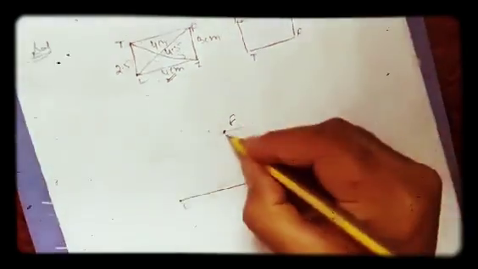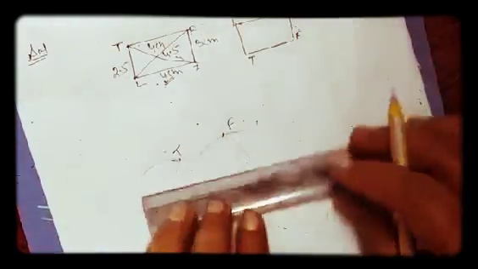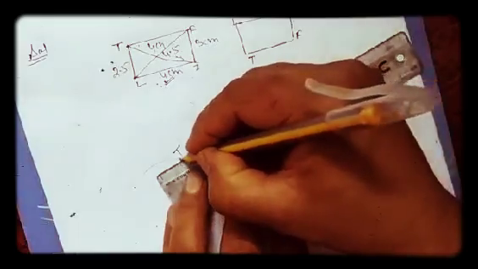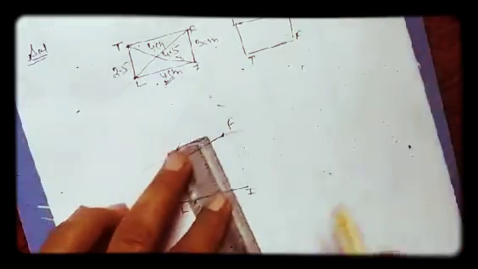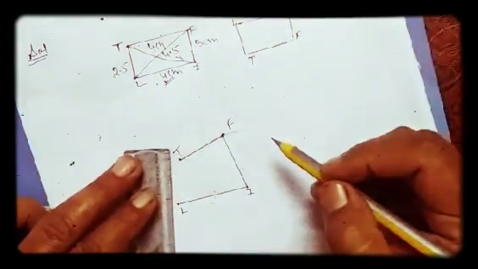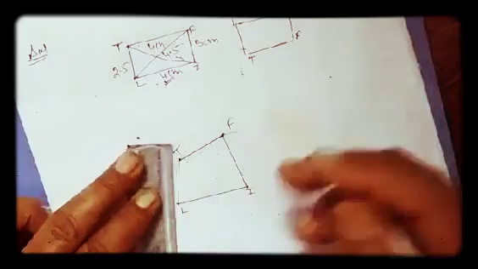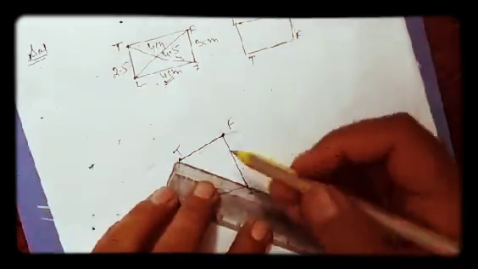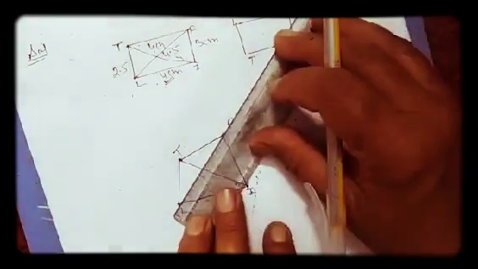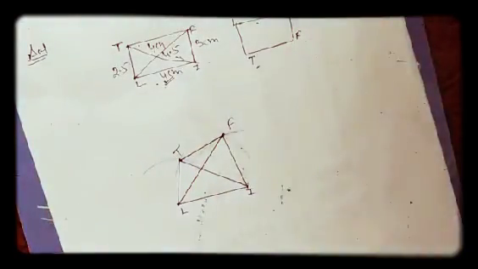Okay, now the name of this is F and this is T. Now join these points: join I to F, T to F, F to I to L, T to L, T to I, and L and F. This is the required quadrilateral.